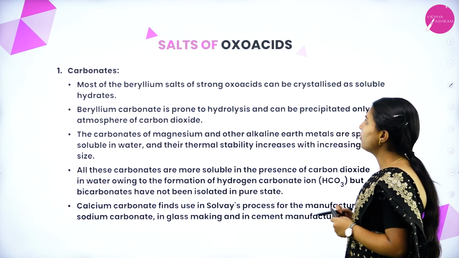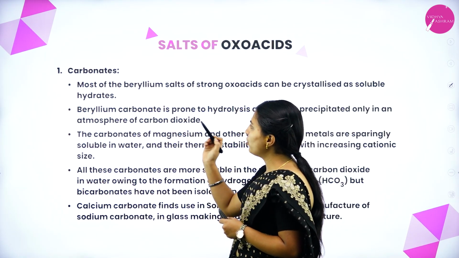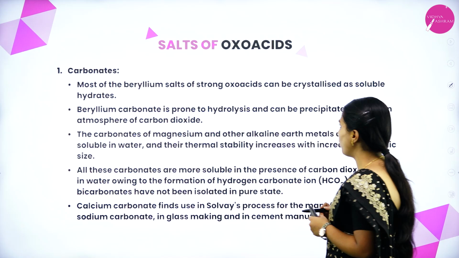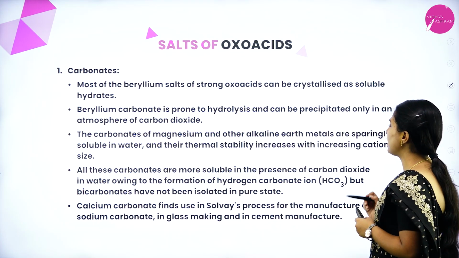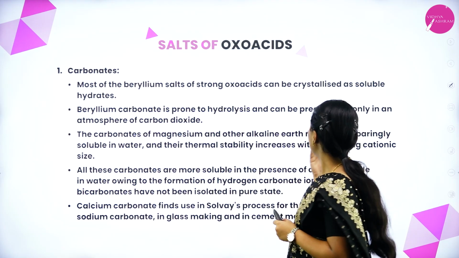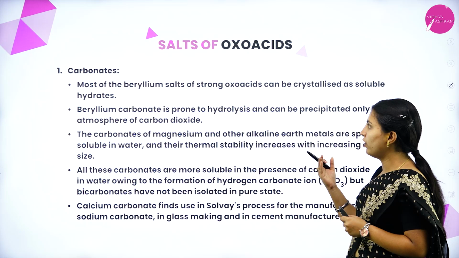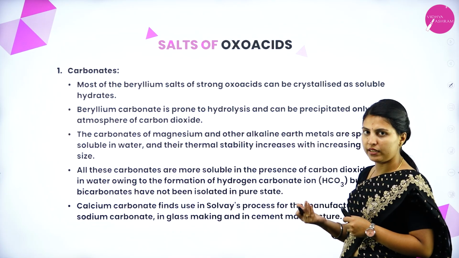Next one, salts of oxo acids. First, carbonates. Most of the beryllium salts of strong oxo acids can be crystallized as soluble hydrates, by dissolving hydrates.